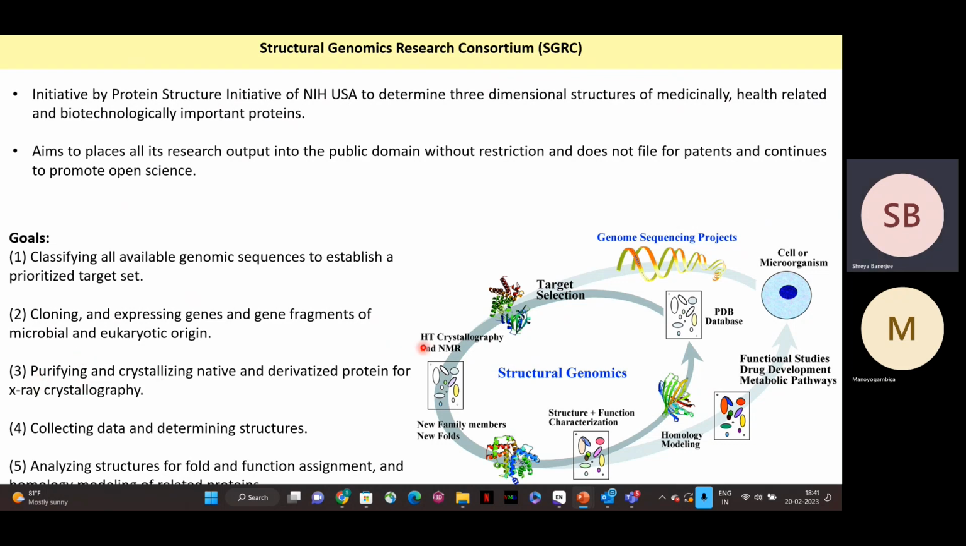Then it aims to purify and crystallize native and derivatized proteins for X-ray crystallography. So in order to understand the structure of the protein by X-ray crystallography, you need the crystals. Then it collects data and determines the protein structure. And finally, it analyzes the protein structures to understand the fold and function and also predict how the protein can evolve to further modify its function. So these are the goals of the SGRC.